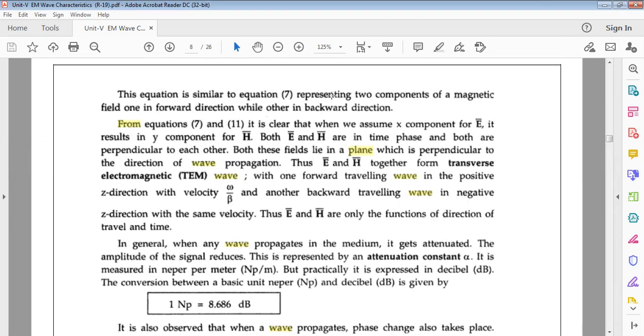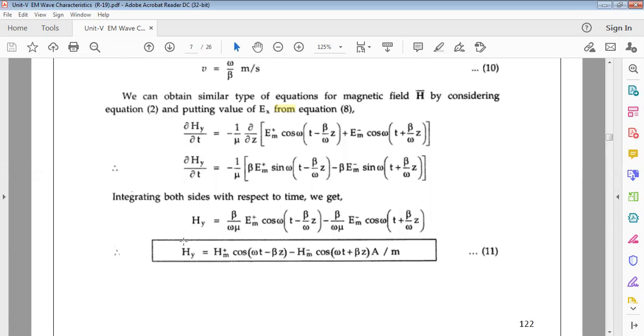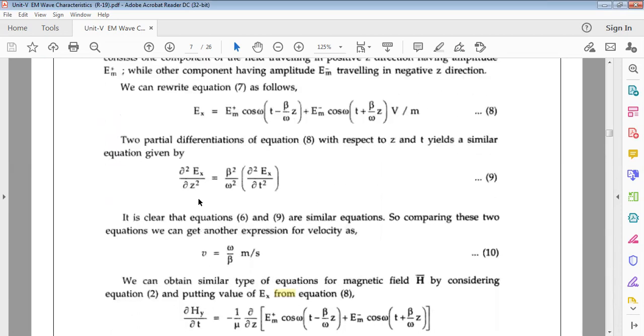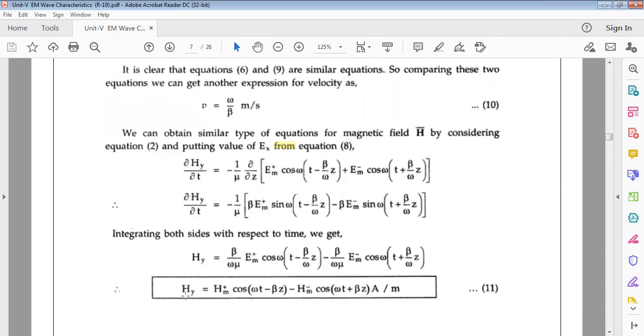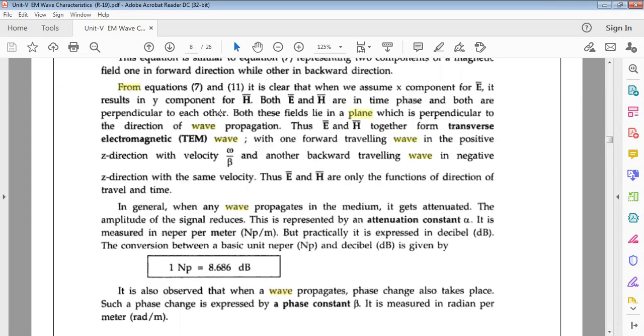Now, this equation is similar to the seventh equation, representing the two components of the magnetic field. One is in the forward direction while the other is in the backward direction. It is clear that when we assume an X component for E bar, it results in a Y component for H bar. See here, for E bar the X component is Ex, and Hy is the Y component. Both E bar and H bar are in time phase, and both are perpendicular to each other. When E is in the X direction and H is in the Y direction, both are in perpendicular directions.